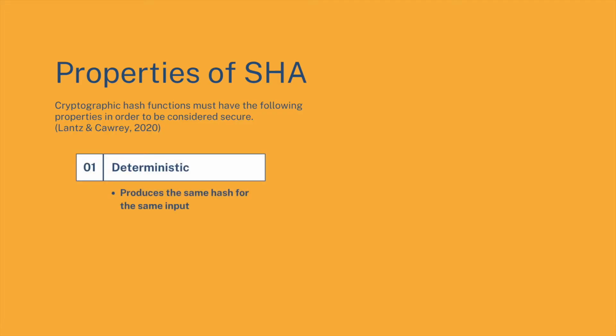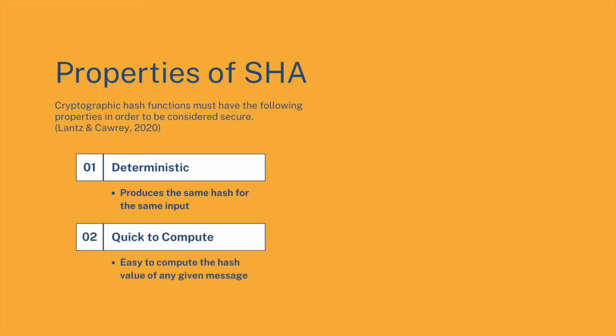Number 1, it is deterministic, meaning it will always produce the same hash, or the same set of 64 alphanumeric characters, for the same input. This is important because if the results differed every time, then we would have no way of keeping track of the input data that we hashed. Number 2, it is quick to compute.